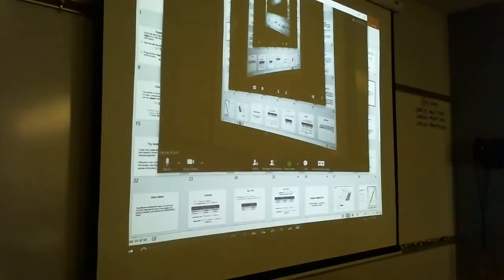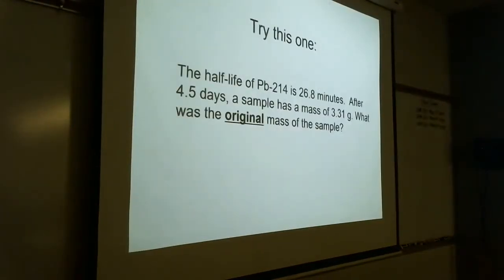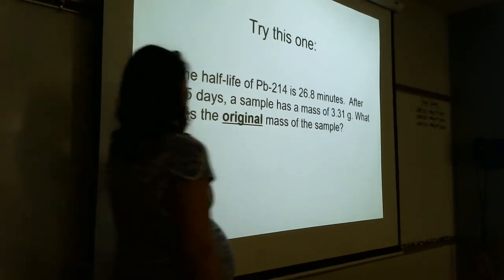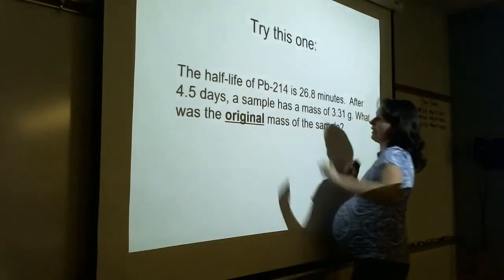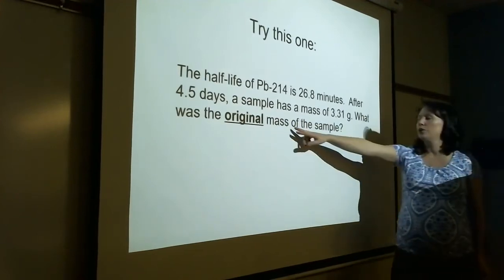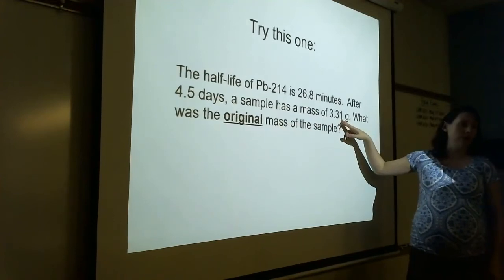Okay, let's see what you got for this one. Again, I've given you half-life in minutes and time elapsed is in days. So you're going to need to decide which unit of time you want to go with, either convert days to minutes or minutes to days. Something's got to be converted here so that these two units match each other. And this time we're solving for the original mass. So would we expect our number to be greater than or less than 3.31?